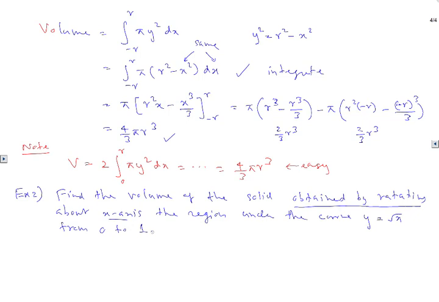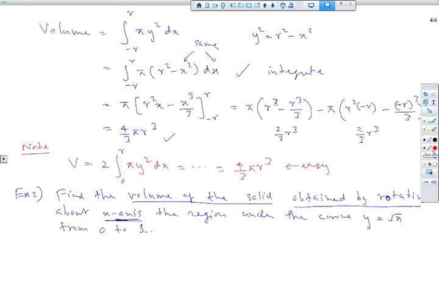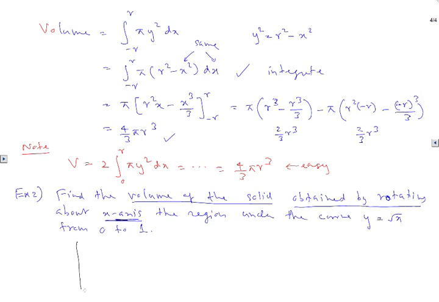Find the volume of the solid obtained by rotating about the x-axis. This is very important: about the x-axis, the region under the curve y equals square root x from 0 to 1. It's always a good idea to draw the situation, so we can see how it looks. The whole goal is to find the radius, right? So let's look at the region.